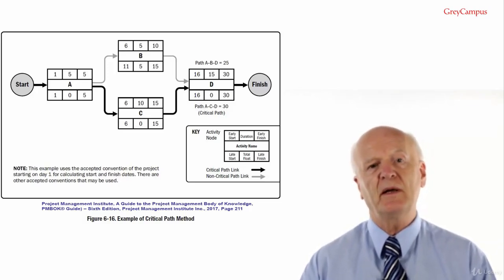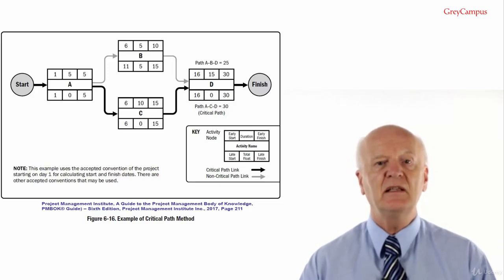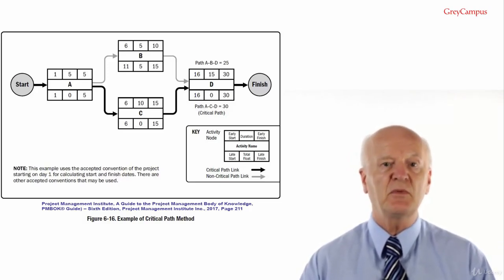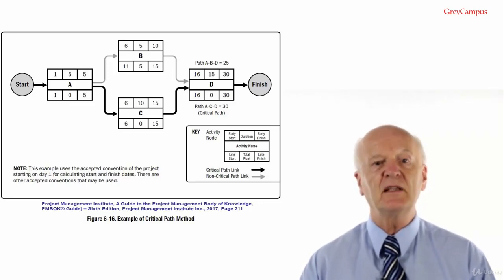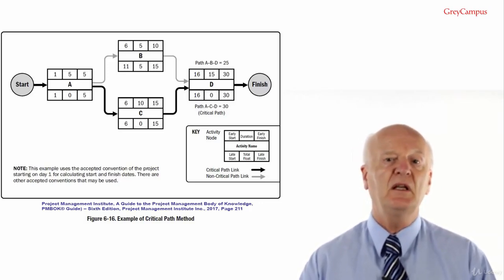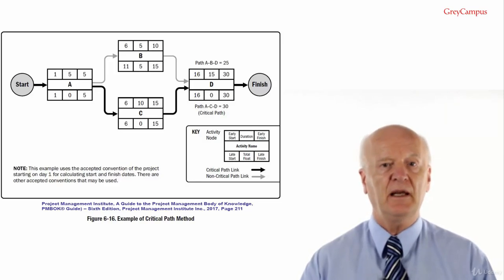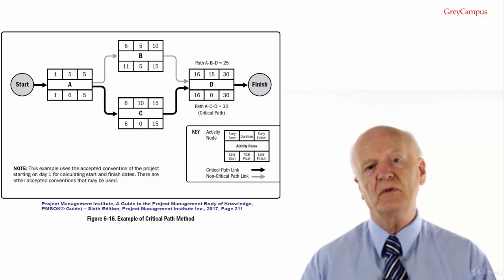Next we perform a backward pass, and that will tell us the latest each activity can start and finish without increasing the overall project duration. And this will also reveal the amount of float that each activity has. Our next question is, how many critical paths can a project have? A, 0, B, 1, C, 2, D, more than 2.